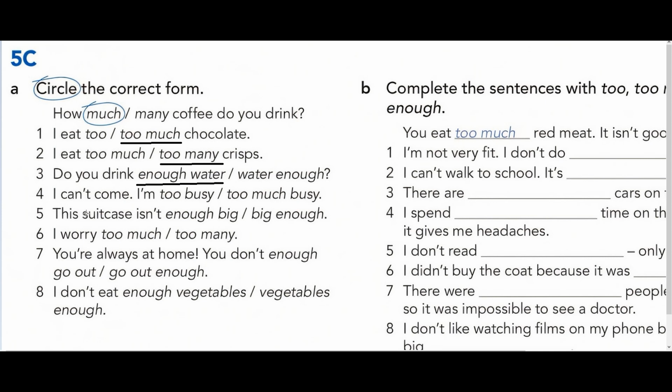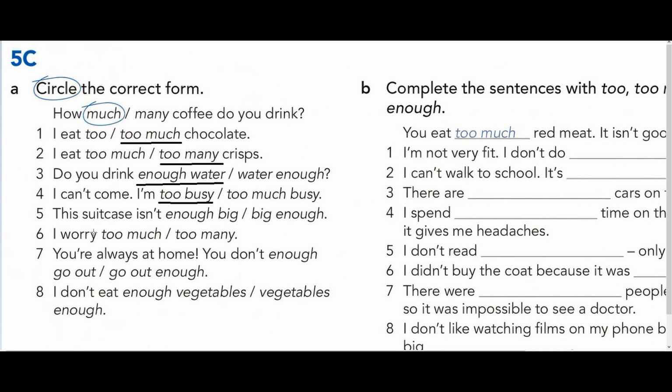Number 4, I can't come. I'm too busy, too much busy. What is this? No, if we have an adjective, we use just too. I'm too busy. So this option is correct.